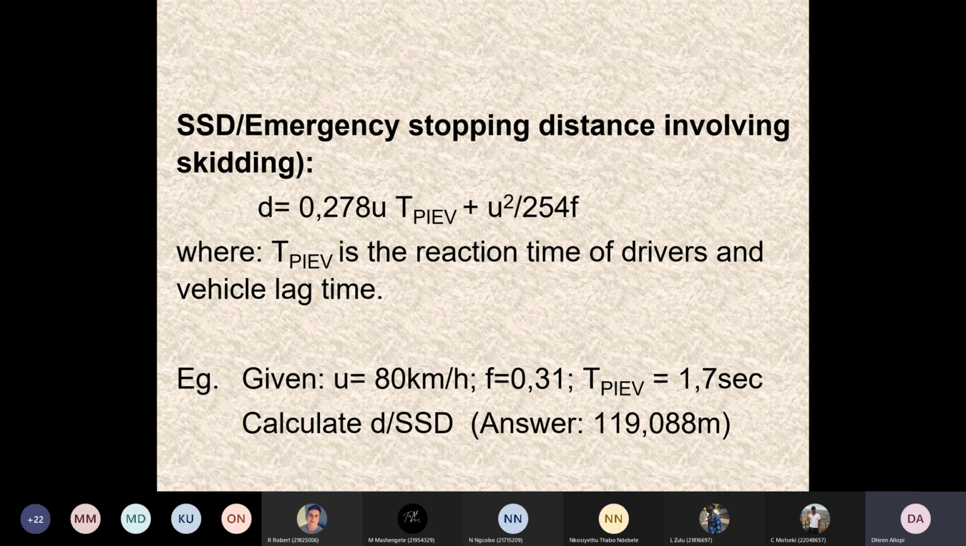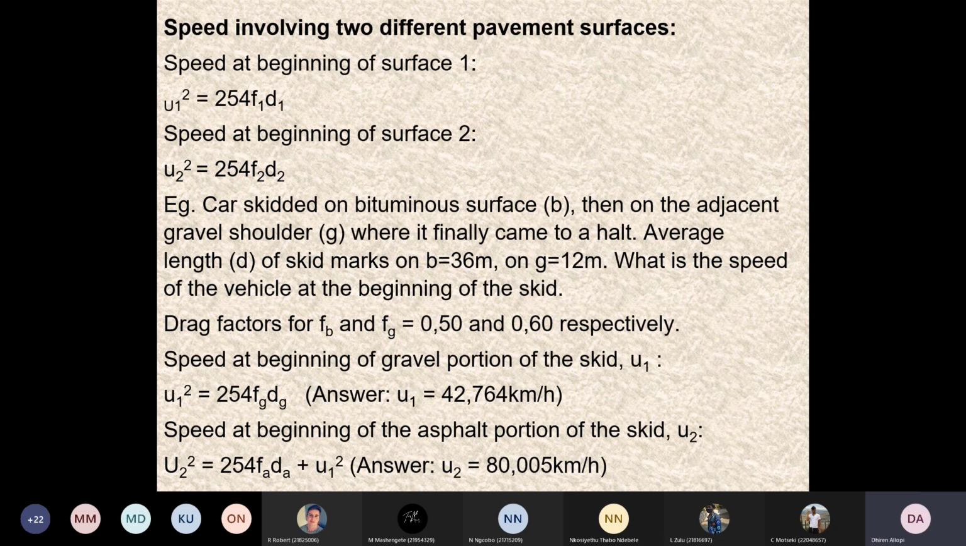Okay, so that was the emergency stopping distance involving skidding. Now we take it a step further where we're still dealing with skid, and here we're looking at two different pavement surfaces. So how does the pavement surface then impact on the speed of the vehicle, or for that matter, if you were calculating the skid distance and so forth. So here we're looking at the two different pavement surfaces, and you can see the formula.